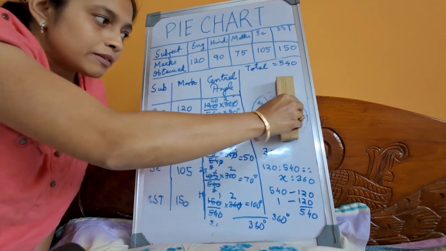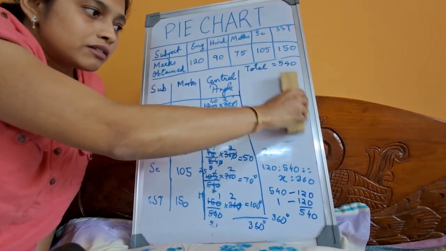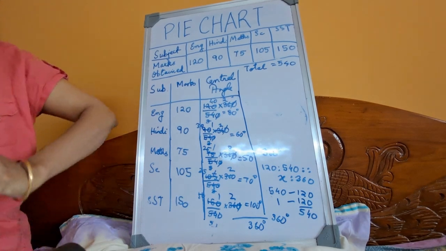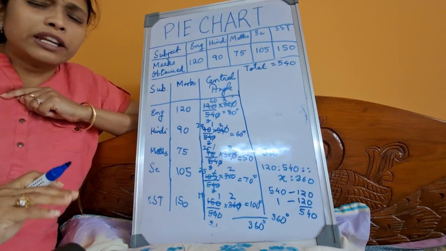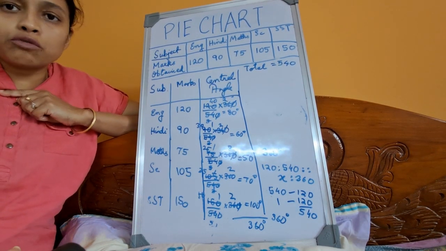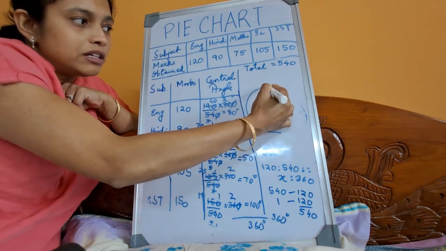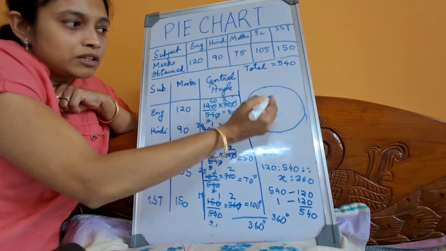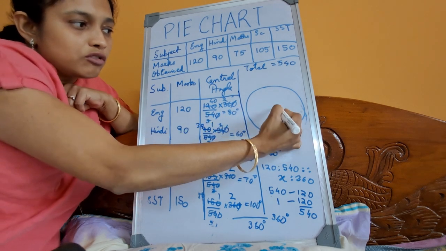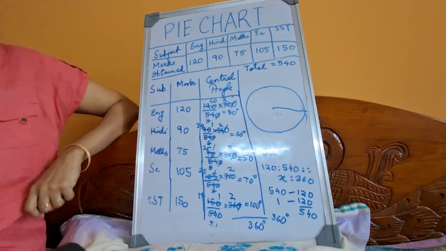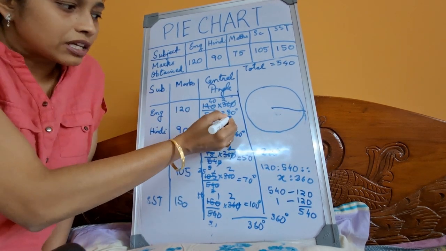How do we do it? We start with a circle. You have to draw a circle, any radius. It should not be too big or too small, just a medium size. Take the center, draw any radius, any straight line. The first angle is 80 degrees.